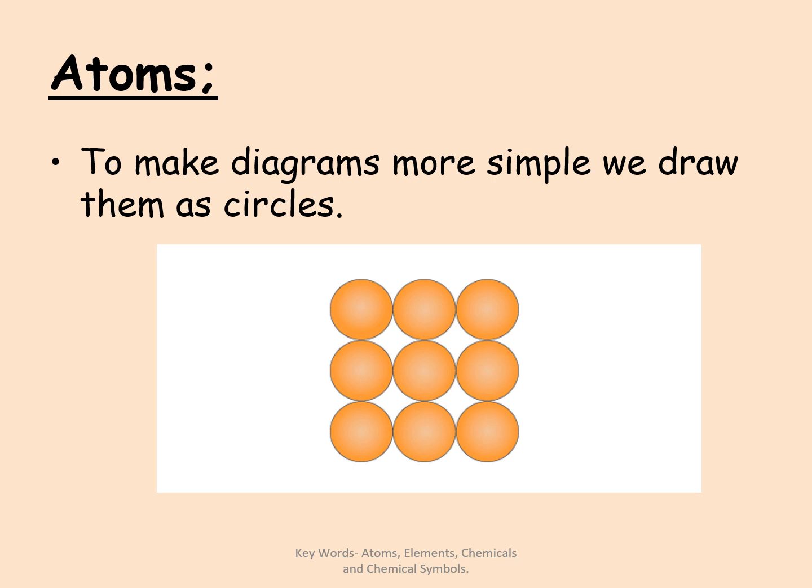So to make diagrams more simple, we draw them as circles as we've done before in particle diagrams. This isn't a really accurate representation of what an atom looks like, but it's to make things simple. We don't need to think about too much detail about the structure of the atom when we're drawing bigger diagrams like this. We will do some atomic drawings later on.